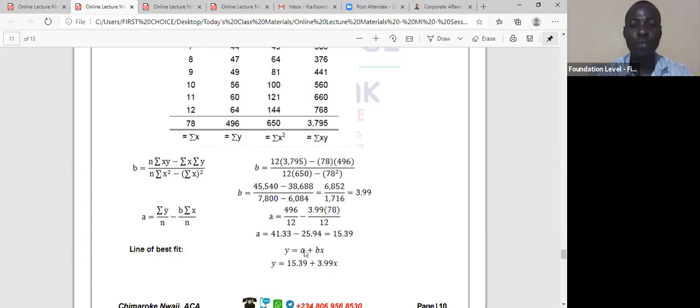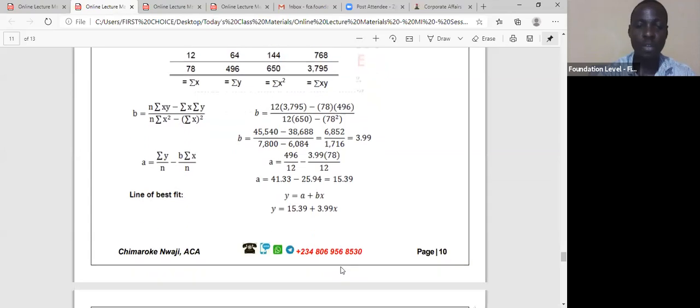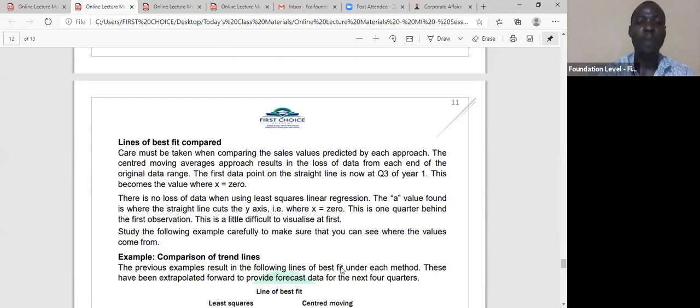So look at the equation of a line. Y is your intercept, which is the smallest value you are going to use, plus your slope times the x. So this is your equation of the straight line. Look at it carefully. Now let's compare them.